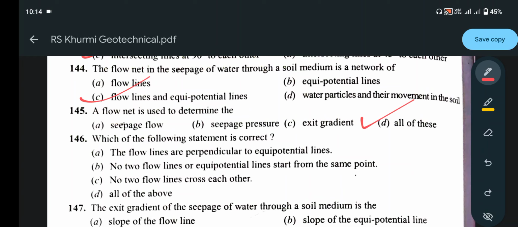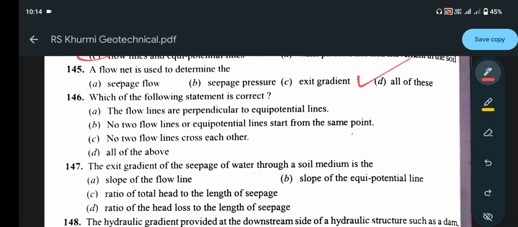Okay. Which of the following statements is correct? The flow lines are perpendicular to equipotential lines. No two flow lines or equipotential lines start from the same point. No two flow lines cross each other. All of the above. So the answer is all of the above.